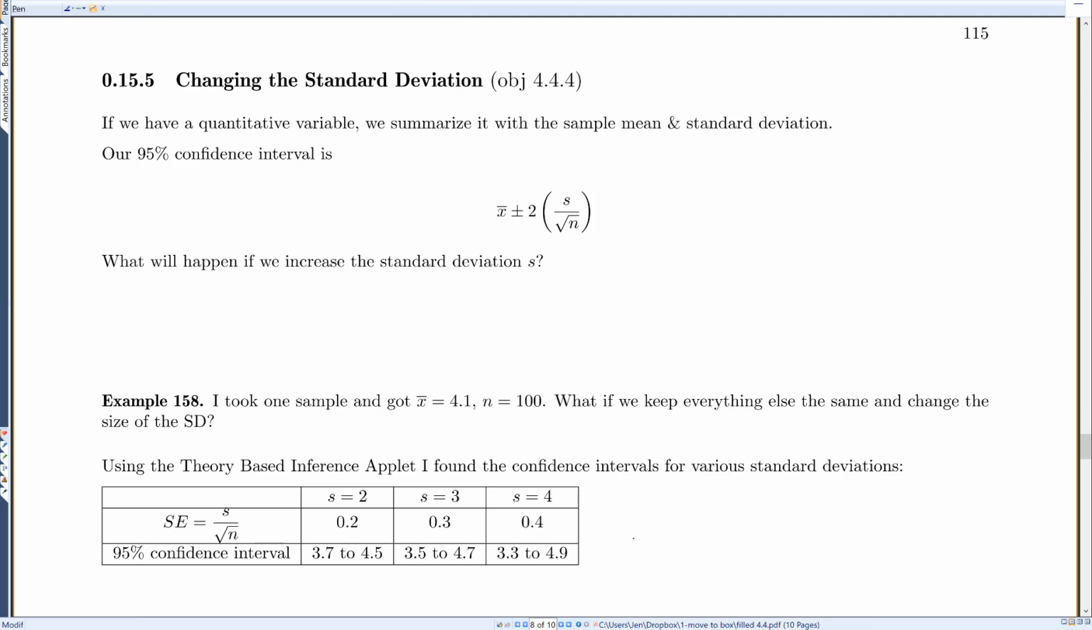Okay. Well, what happens if we change the standard deviation? If we have a quantitative variable, numerical data, we summarize it with the sample mean and standard deviation, and our 95% confidence interval is x bar plus or minus 2 times s over square root of n. What would happen if we increase the standard deviation s? Just using logic, if s gets bigger, then this entire thing is going to get bigger because we're multiplying by a bigger number. So our confidence interval should be wider.